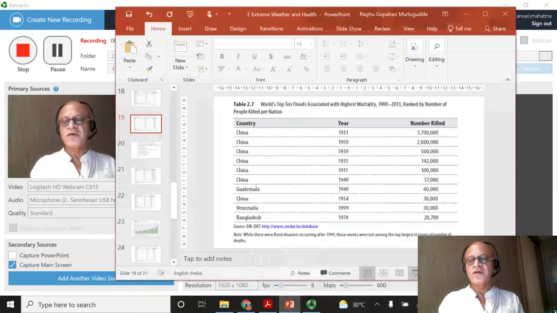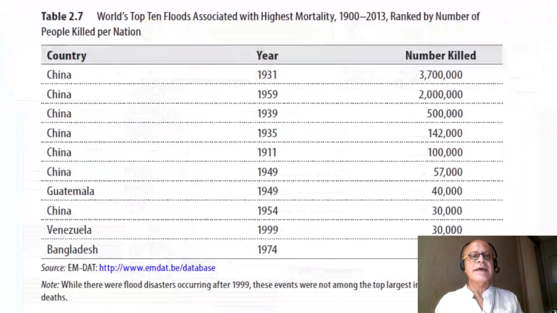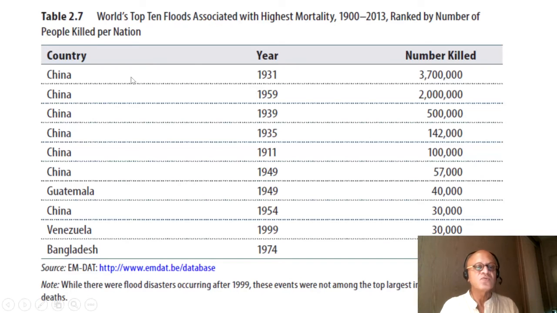The other type of disasters produced by extreme weather events, of course, are floods. Here is a list of the world's top 10 floods associated with the highest mortality for the same period we've been looking at, 1900 to 2013. Here, 1999 is the last biggest one, and the more recent ones after that haven't ranked in the top 10. So sadly, again, China shows up.